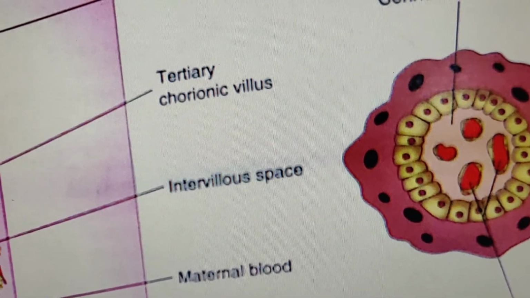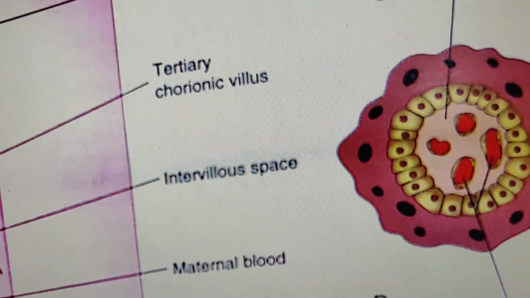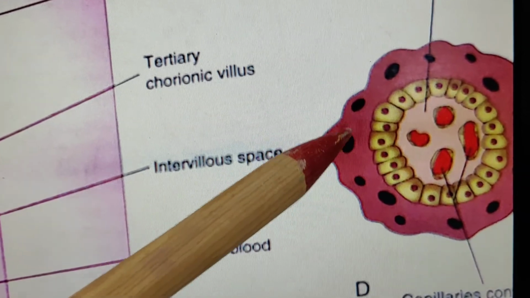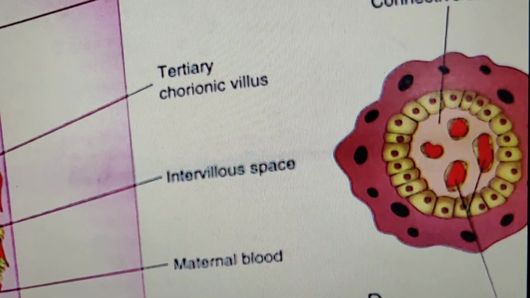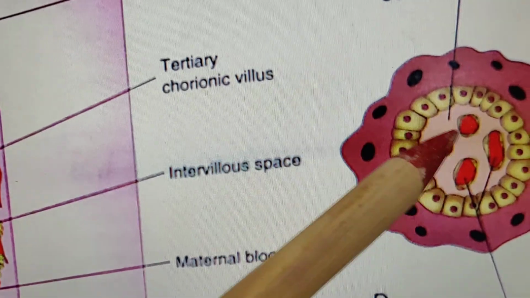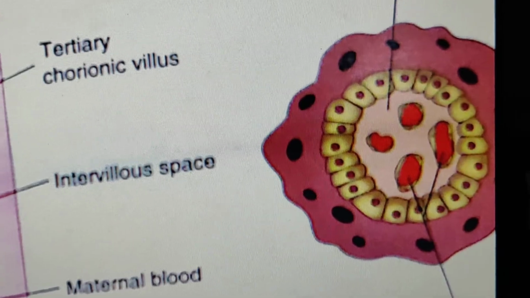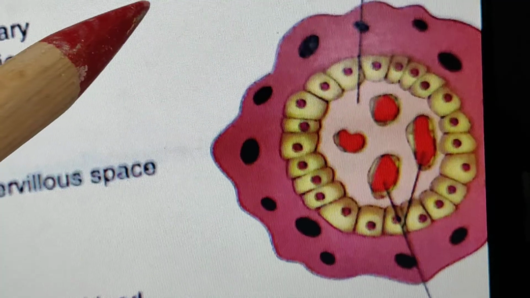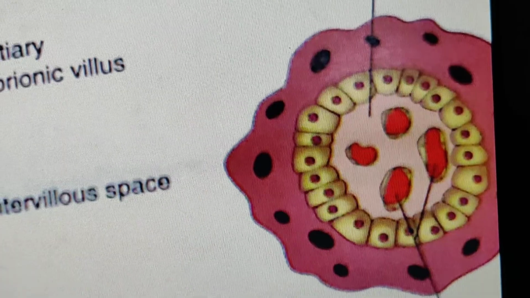And the first layer that disappears is the cytotrophoblast. Then this mesoderm also thins out. So the syncytotrophoblast and the endothelium of the capillaries will remain. This is to increase the efficiency of this placental membrane, so that easy exchange of material takes place between the circulation of the mother and the circulation of the fetus.